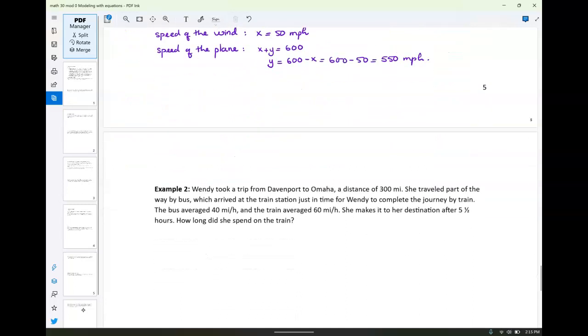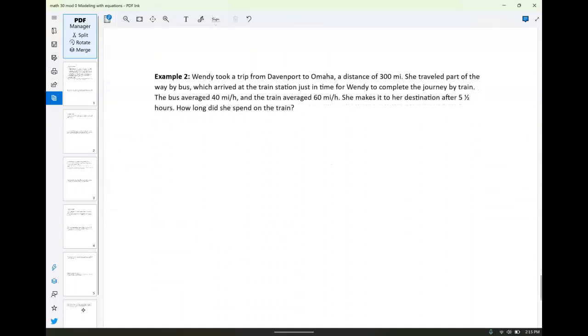Okay. In the next problem, Wendy took a trip from Davenport to Omaha, a distance of 300 miles. She traveled part of the way by bus, which arrived at the train station just in time for Wendy to complete the journey by train. The bus averaged 40 miles per hour, and the train averaged 60 miles per hour. She made it to her destination after 5.5 hours. How long did she spend on the train? Okay, so let x be the time spent on the train.